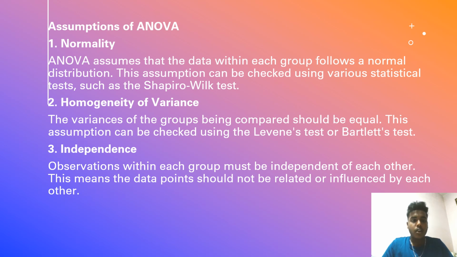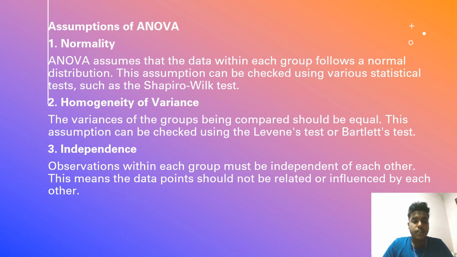Assumptions of ANOVA. Normality. ANOVA assumes that the data within each group follows a normal distribution. This assumption can be checked using various statistical tests, such as the Shapiro-Wilk test. Homogeneity of variance. The variance of the groups being compared should be equal. This assumption can be checked using the Levene's test or Bartlett's test.